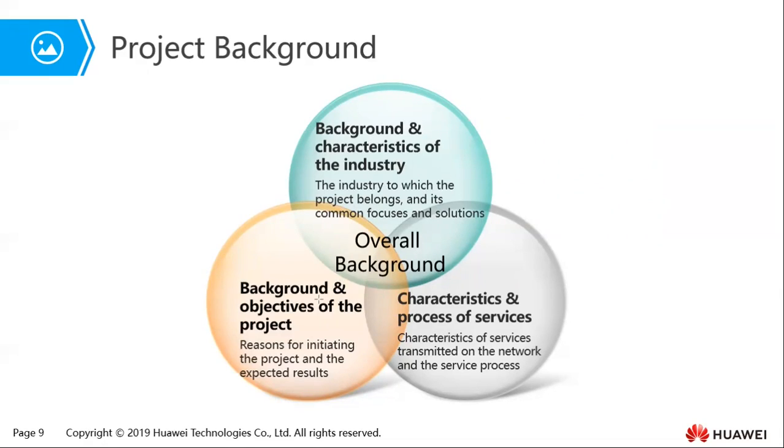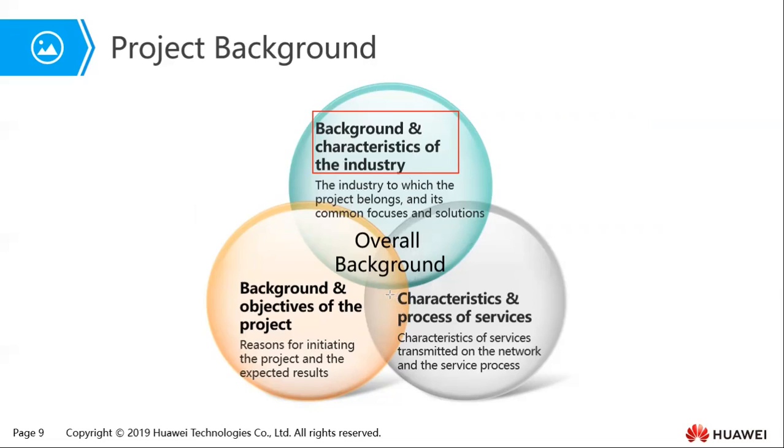Some of the things that you need to establish during the project background is, for example, the background and characteristics of the industry. So, for example, is it a telecom network? Is it a cyber cafe? Is it a university? Is it a high school? What do they do? What is their potential for growth? What are the numbers of users? Some of those characteristics about that particular industry, you have to establish them.